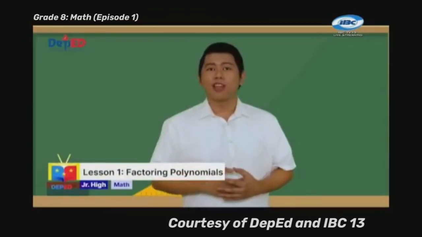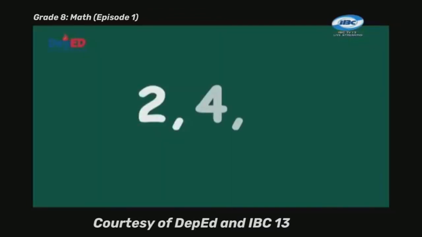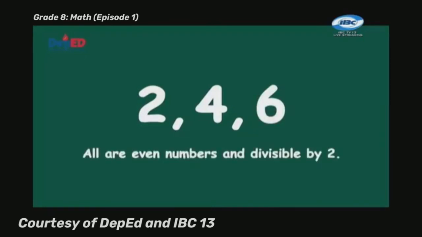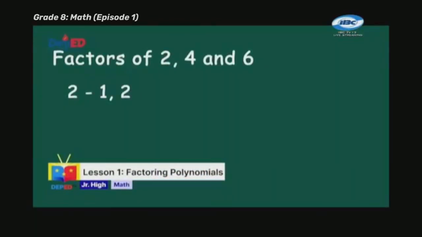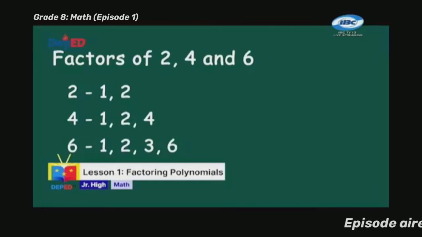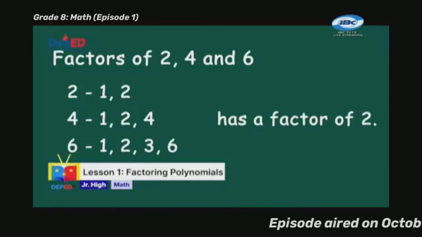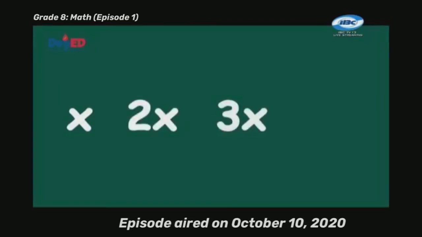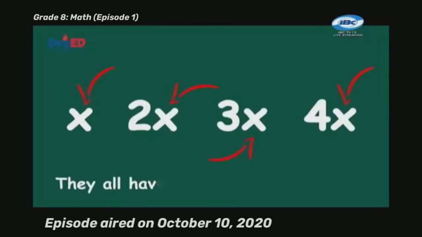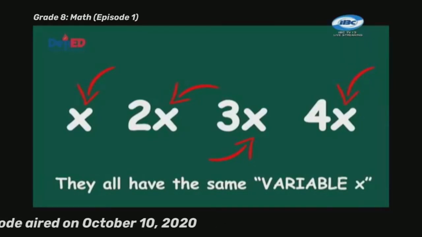What if I ask you to think what is common with 2, 4, and 6? They are all even numbers or divisible by 2. If we look at their factors, 2 has 1 and 2. 4 has 1, 2, and 4. 6 has 1, 2, 3, and 6. Observe that aside from 1, all of them have a factor of 2. How about on these expressions? x, 2x, 3x, and 4x. They all have the same variable, x.